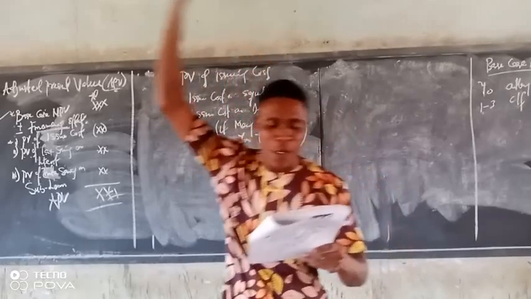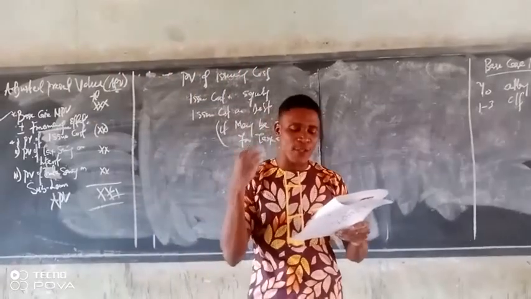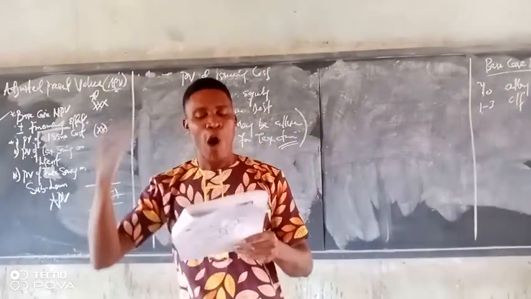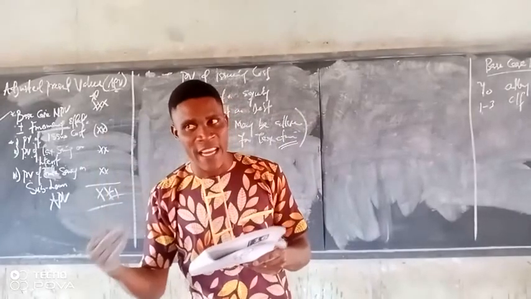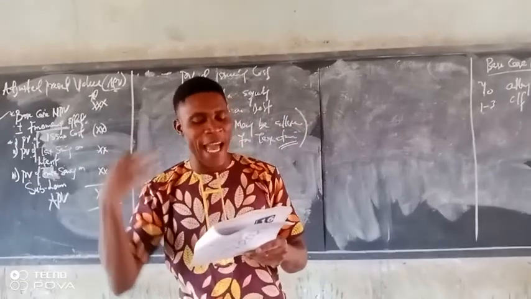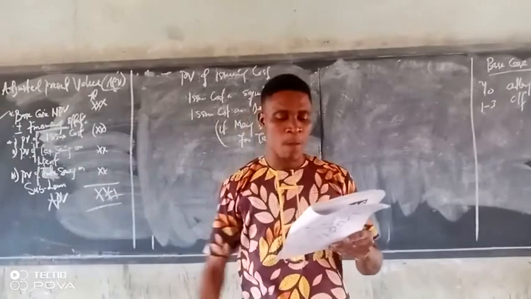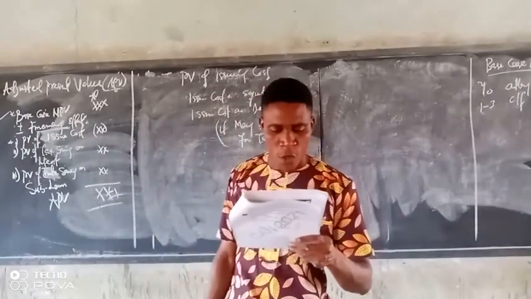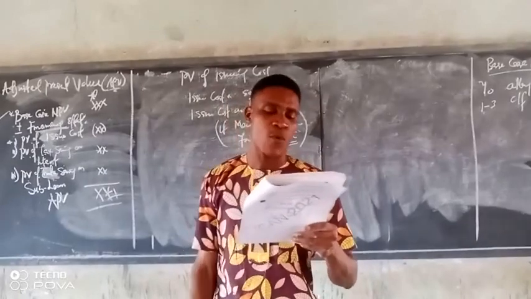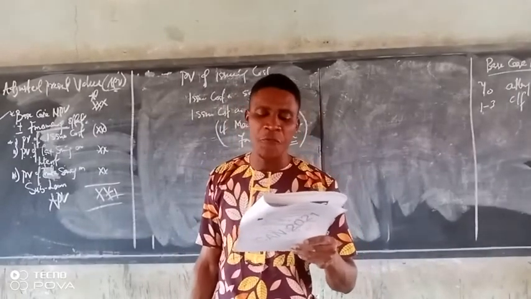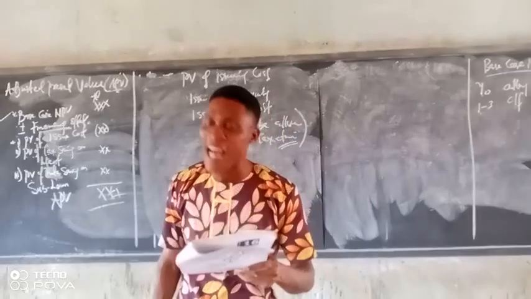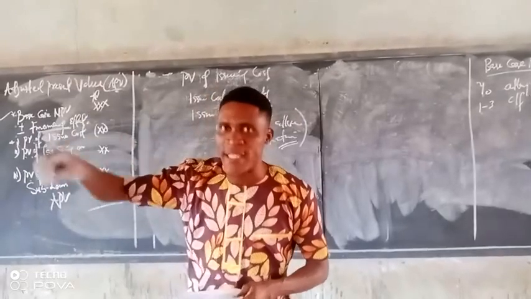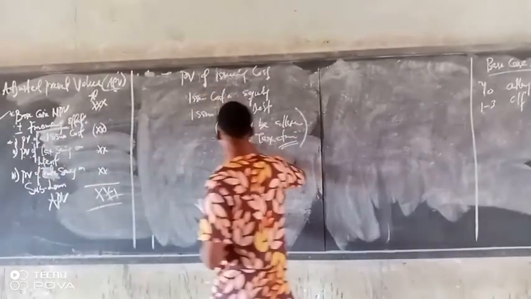Unless you are given other information, you should assume that the PV of other costs, that is issue cost, is calculated using the risk-free cost of capital as a what? Discount rate. When you want to discount, what are you looking for?